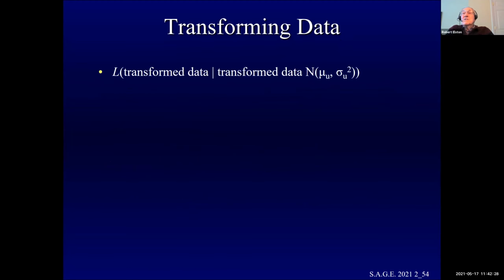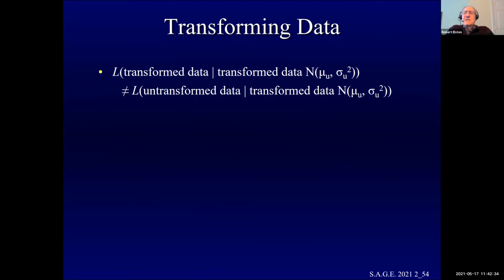Okay, so what you have to remember, and back in the, I think it was the early 80s, there was a lot of argument about transforming the data and what it meant. And I remember there were papers in the Journal of the American Statistical Association by Bickel and Doksum, and then there were replies by Box and Cox. I just thought the whole thing was a little bit stupid.